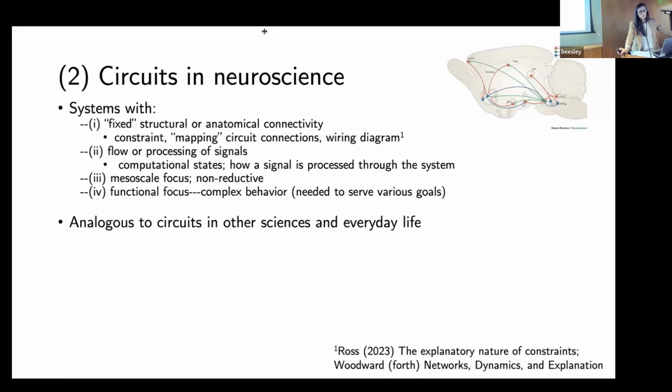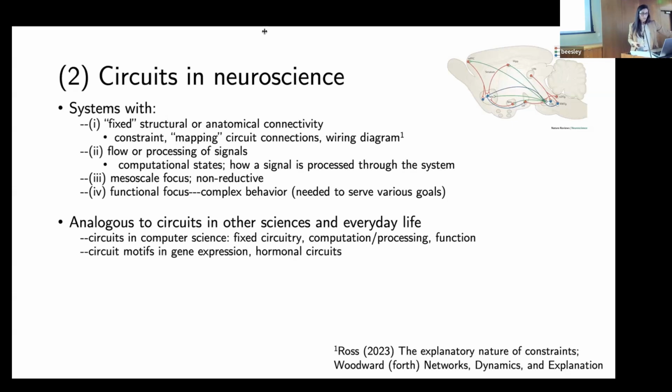What's interesting is that when we pin down these four features, we see that they're similar to and shared with the other circuit examples. We see that the circuit concept in neuroscience in many ways is analogous to the circuit concept in these other domains. Circuits in computer science also have this kind of fixed structural connectivity, fixed circuitry. Of course, they're very much involving computation, processing, functioning to do something. These circuit motifs in the systems biology context also share these features in really interesting ways, right?